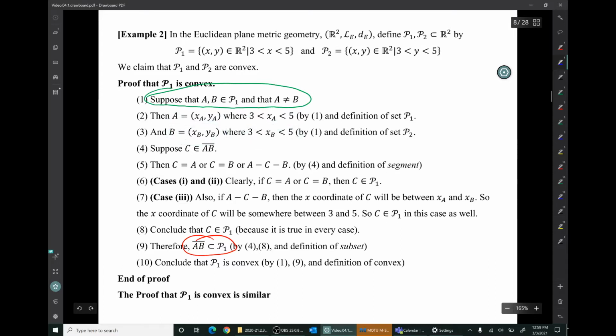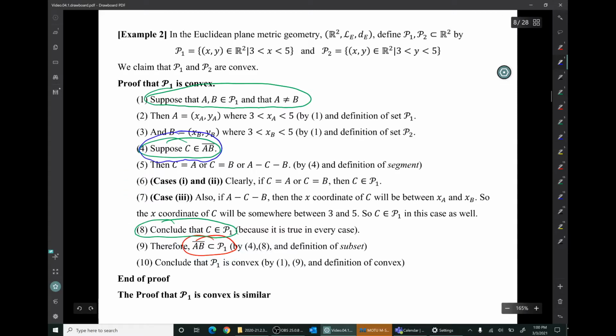Now, we need to show that this segment is a subset of P1. So we have to say, well, suppose that we have a point that's on the segment. We have to show that that point is in P1. So that little mini proof is how we prove that segment AB is a subset of P1. Well, let's work forward from here.